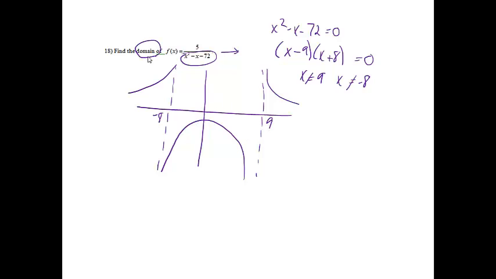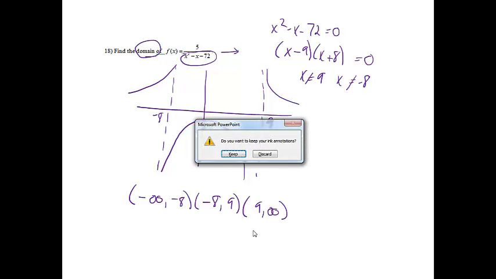So if I want to describe the domain, x can be anything from negative infinity until I get to negative 8. It can be from anything from negative 8 to 9, as you can see from this picture. There's an upside down view there. And then it can be anything from 9 to infinity. Notice that I did use parentheses instead of brackets because we cannot include 9 and negative 8 because there are asymptotes there. We can't actually plug those in. So that's the domain. Okay, I'm done.